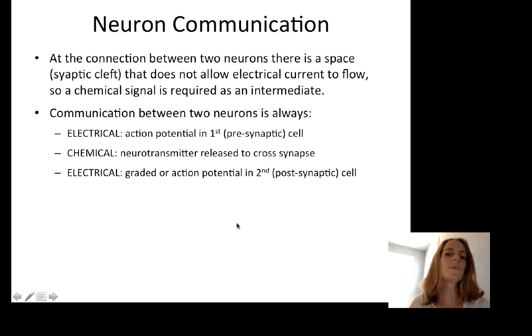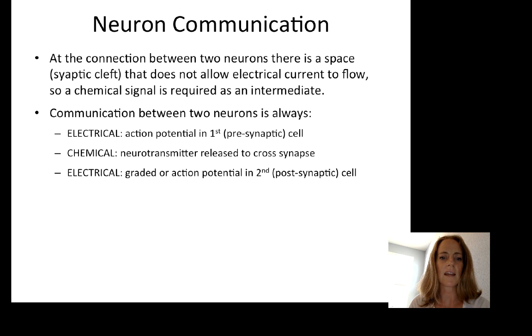So we're going to complete our neuron communication concept by talking about the electrical to chemical communication flow. So at the connection between two neurons, there is a space. The space is called the synaptic cleft. The synaptic cleft does not allow electrical current to flow. So we can't just stay electrical, like we do the wires in your house, and just connect electrical to electrical. We need an intermediary that can cross the synapse.